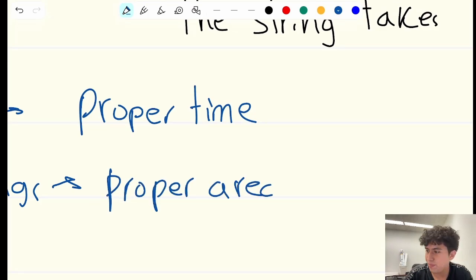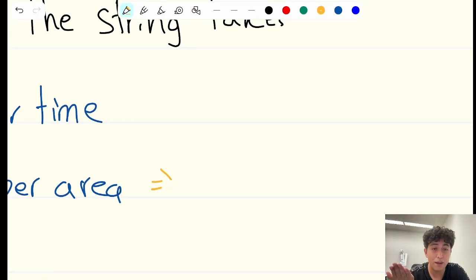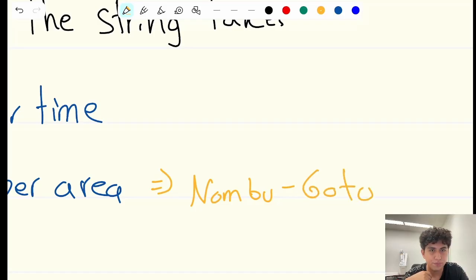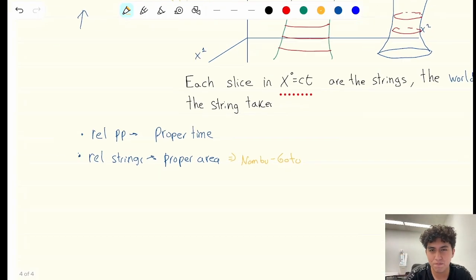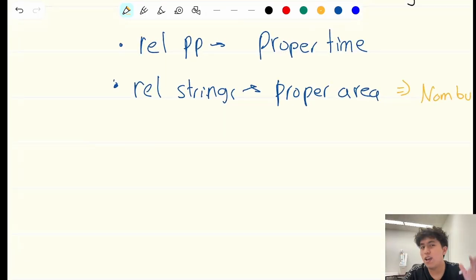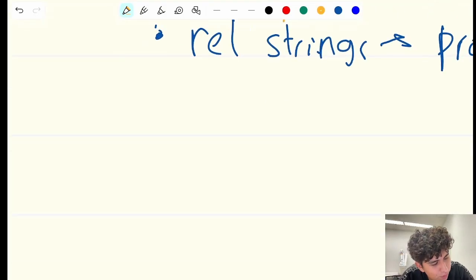Proper area, cool. So that's going to be our quantity. That's going to be Lorentz invariant. It's not going to depend on the observers, and that's what we want. And that's going to lead to the action, which is going to have the name Nambu-Goto, and you're going to see it in a second. We also introduced it at the beginning of the lecture, but we're going to see it again.